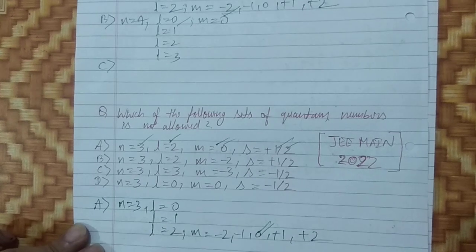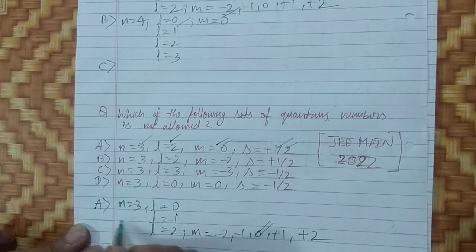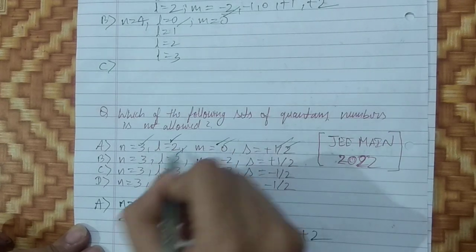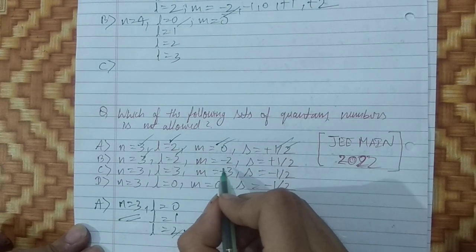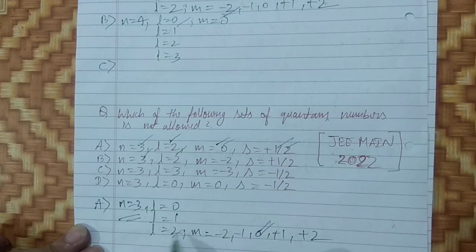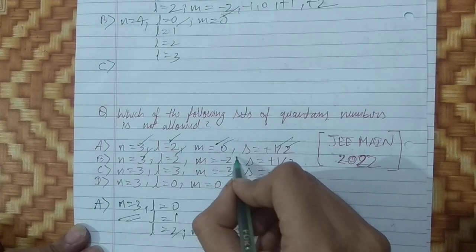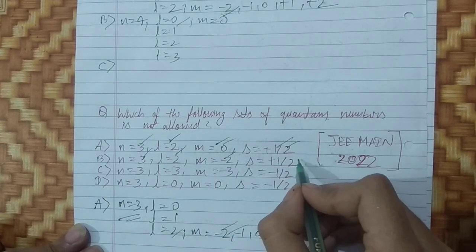Now moving to the next option, n equal to 3 again, and L equal to 2. We just checked, L equal to 2 is fine for n equal to 3. Now the value of m is minus 2. Let's see, for L equal to 2, minus 2 is okay as well, so minus 2 is fine, and s equal to plus 1 by 2, so this is okay as well.